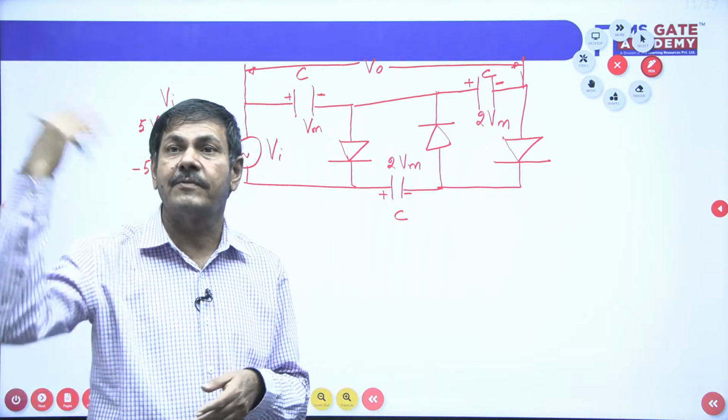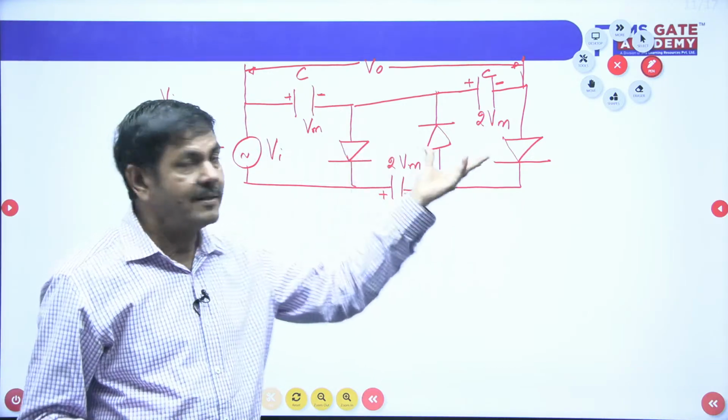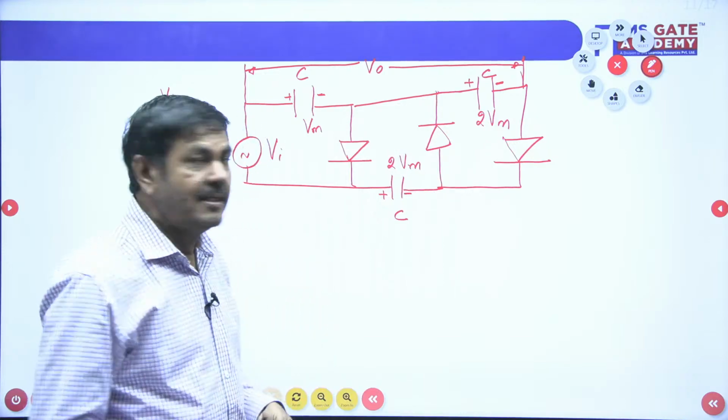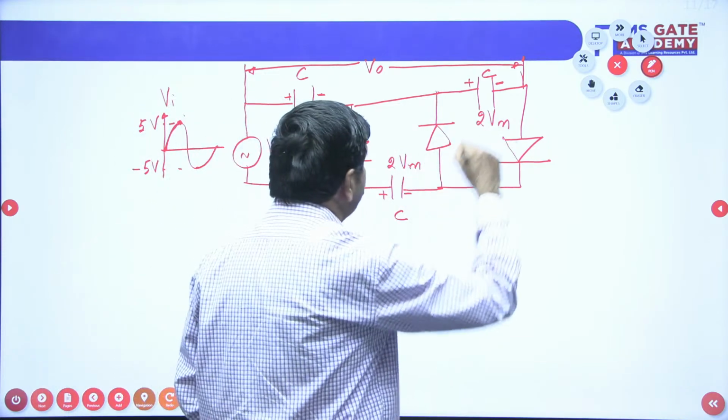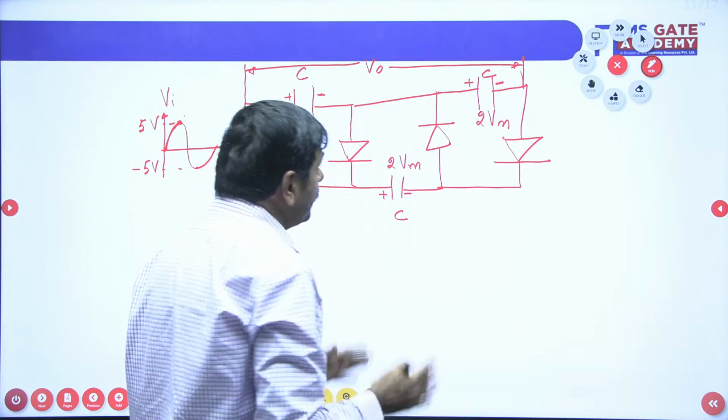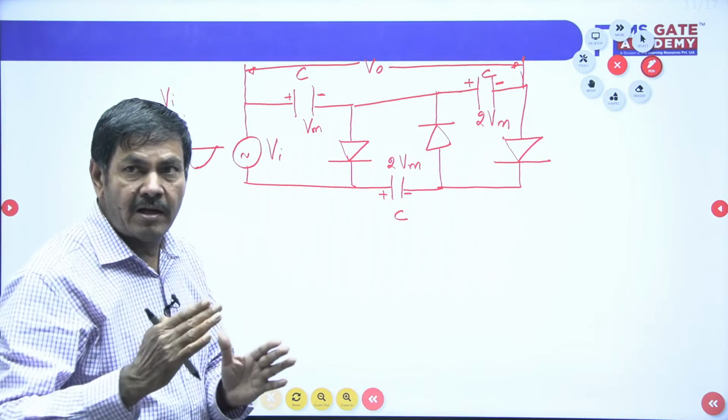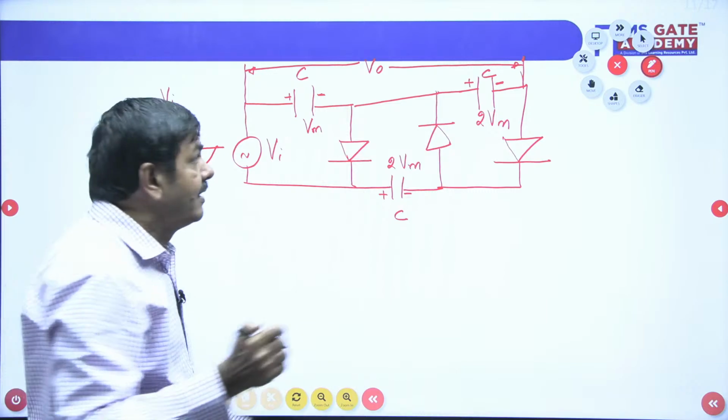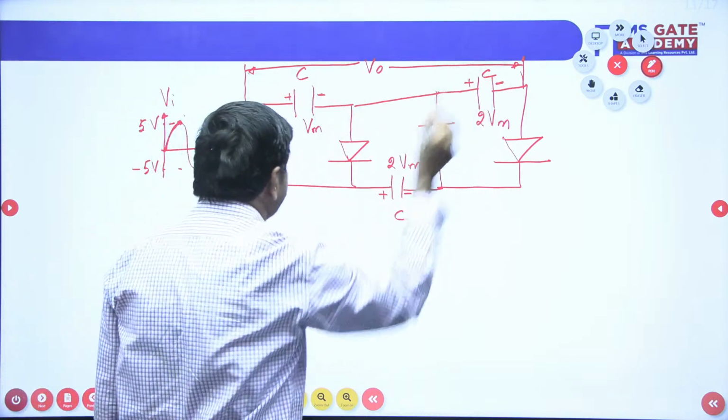Even in the designing of filters, what are we going to use? This diode only. So anyhow, 2 Vm is possible. The voltage across the capacitor will not cross 2 Vm here. So I want to get the voltage from here to here. That is V naught.